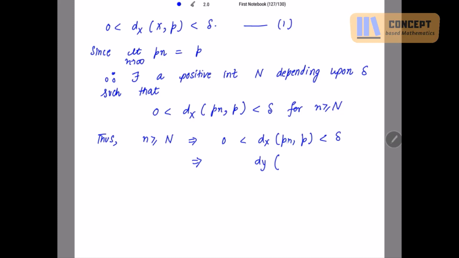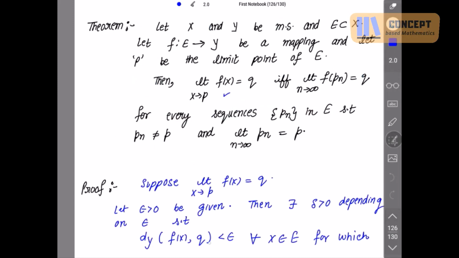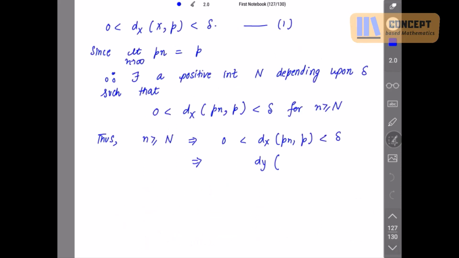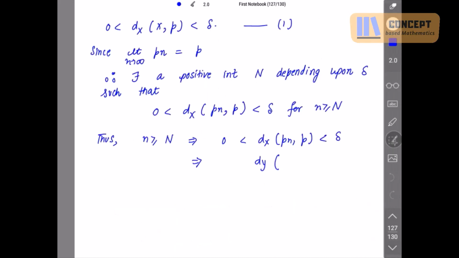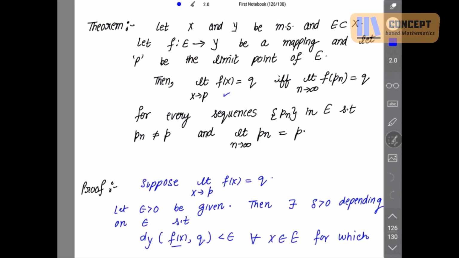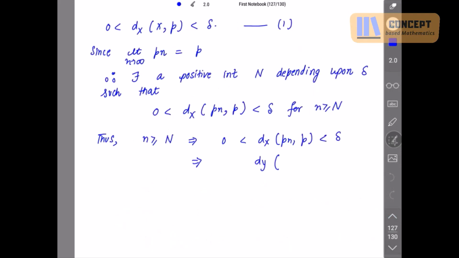If we are having distance in x, the first point is x and the second point is P. For this we are having distance in y, f of x comma q. So if there is x, we take f of x, and if there is P, we are taking the same thing as q. So here now x is Pn.